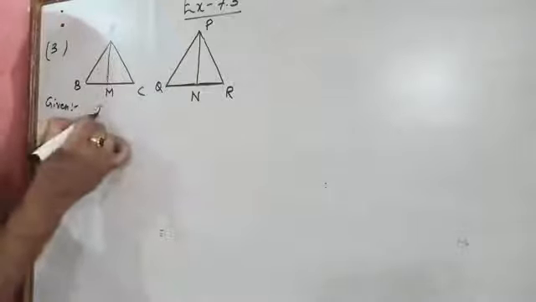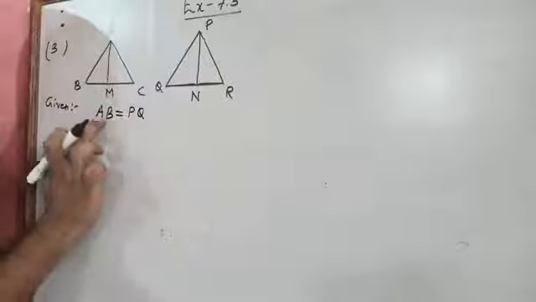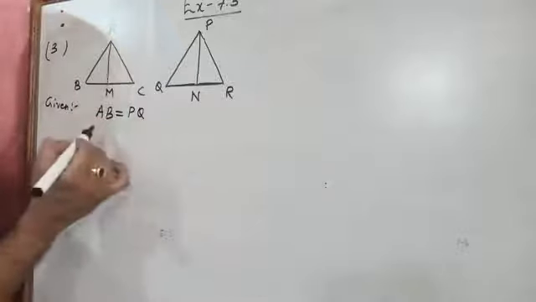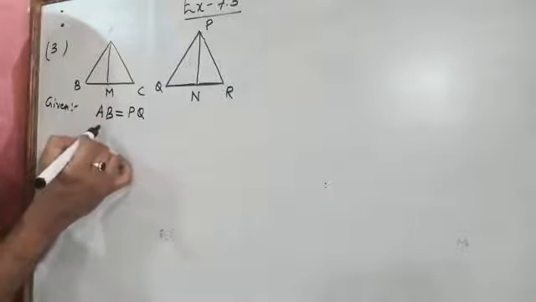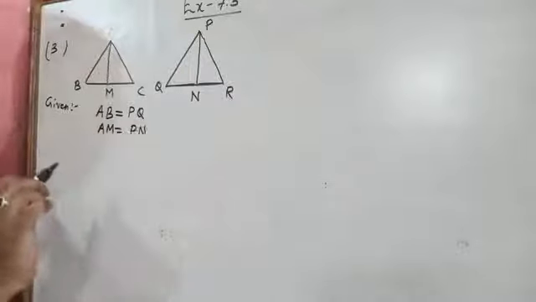So we will write first AB is equal to PQ. Respective means what? If we take AB along with PQ, then AM is equal to PN. This is also given equal.